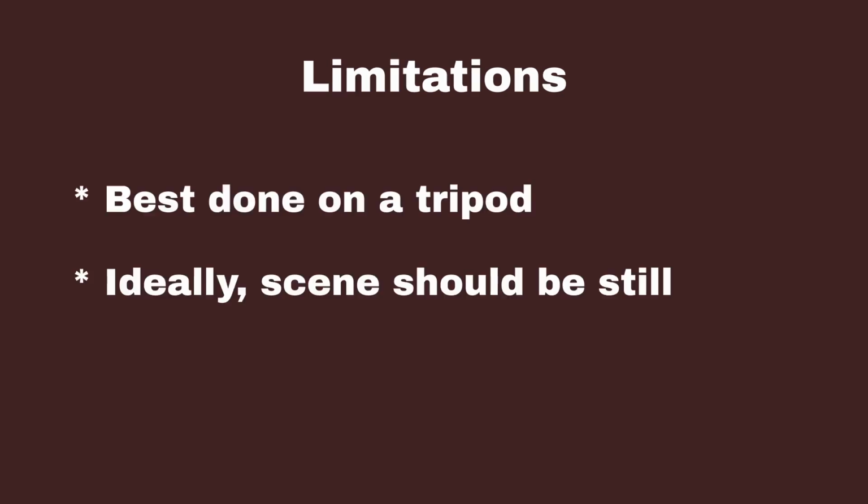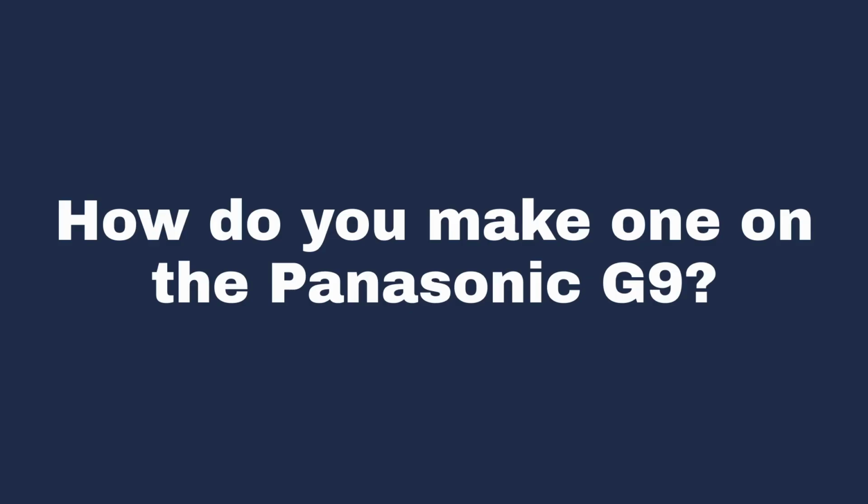It's important to note that although this feature can work with some movement in your image, it's best done where the scene is completely still. Moreover, it's best done on a tripod, as any blurring due to jittery handholding will degrade the image quality. How can you make a high-resolution image in camera?